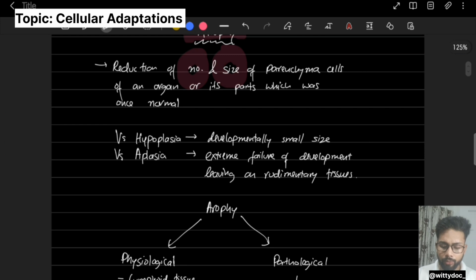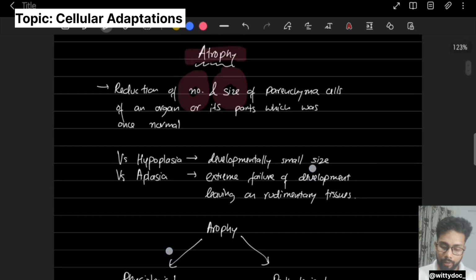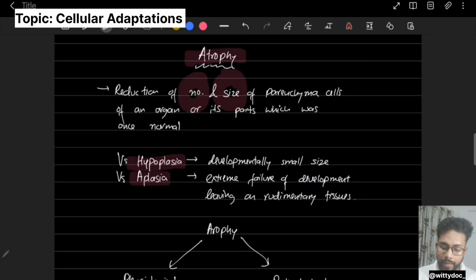There are 2 other terms which can be confused with atrophy: hypoplasia and aplasia. Hypoplasia is developmentally small size. From birth itself, the size of the tissue or the organ is small. And aplasia is the extreme failure of development. The tissue or the organ itself failed to develop, leaving rudimentary tissues.